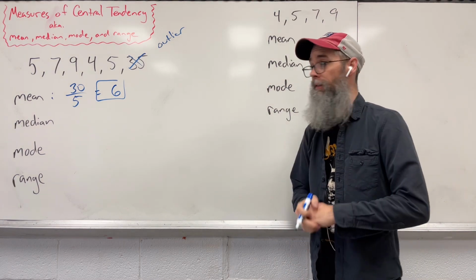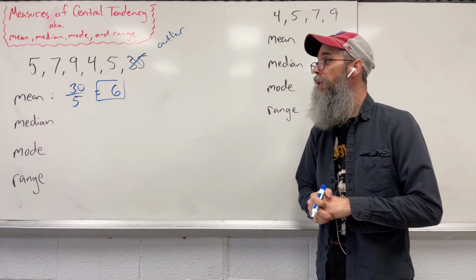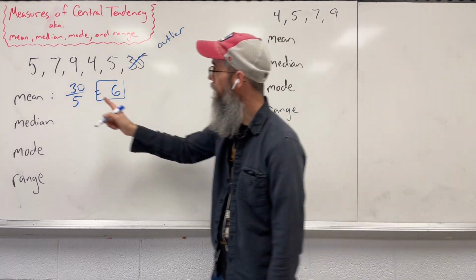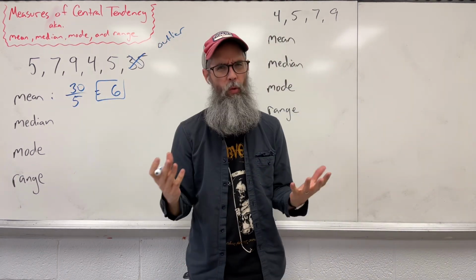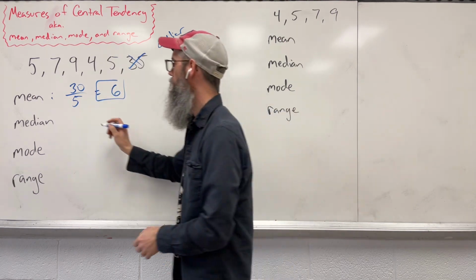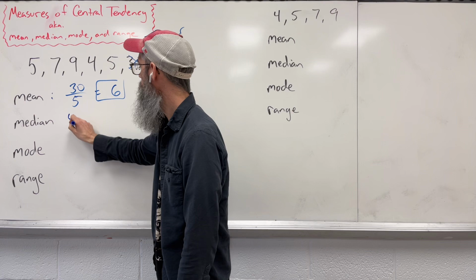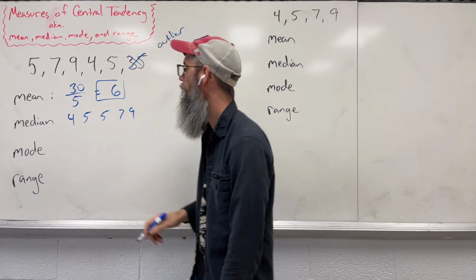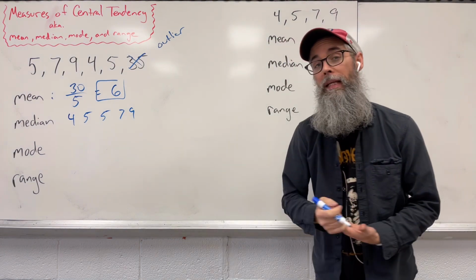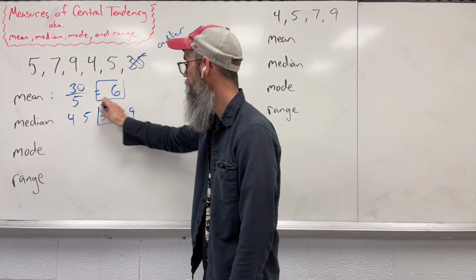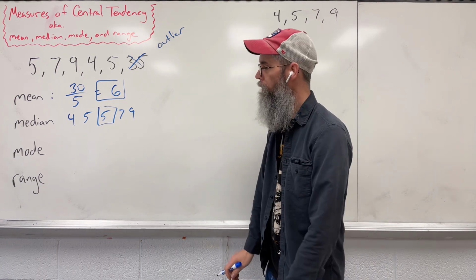The median value is a fancy way of saying the middle number. So I want to take all of these numbers and put them in order from smallest to largest. So we have 4, 5, 5, 7, 9. I want to look for the median number, the middle value. My middle number, 5. That's my median.